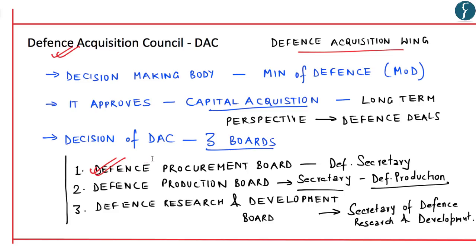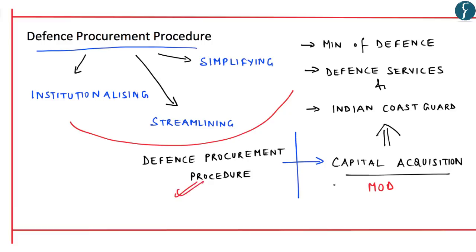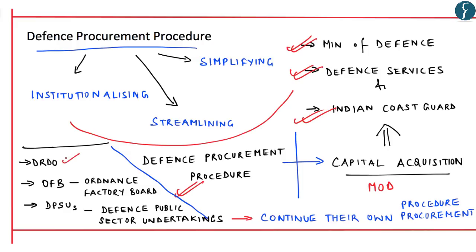So after understanding the Defense Acquisition Council, let us also understand certain basics with respect to defense procurement procedure. Now, defense procurement procedure mainly focuses on institutionalizing, streamlining, as well as simplifying the defense procurement procedure. The defense procurement procedure shall cover all capital acquisitions undertaken by the Ministry of Defense, Defense Services, as well as the Indian Coast Guard. However, the DRDO, that is Defense Research and Development Organization, Ordnance Factory Board, and Defense Public Sector Undertakings shall continue their own procurement procedure.